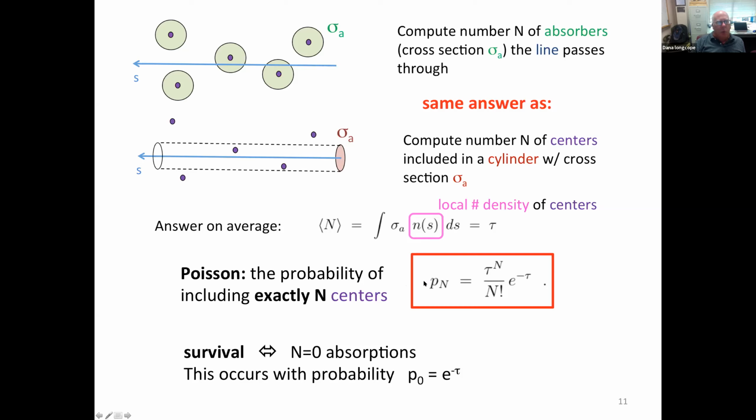Everyone see that? So there's almost no physics involved here. This is just geometry. But that tells us, once I've calculated this integral of sigma times number density ds, that is what we call the optical depth, where sigma is the cross section for absorption.